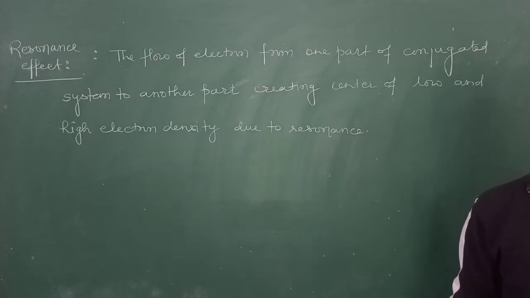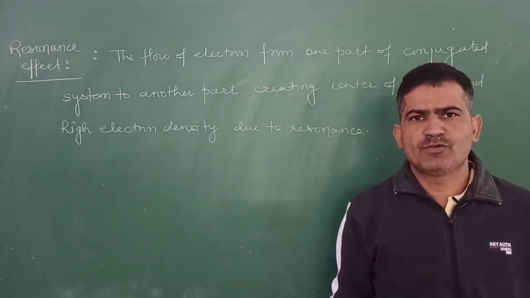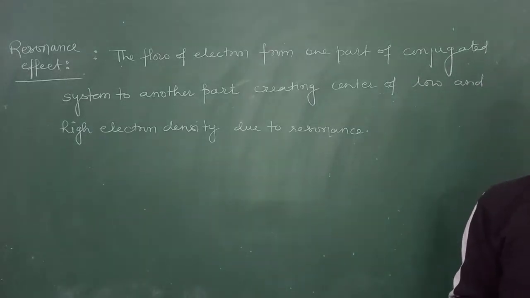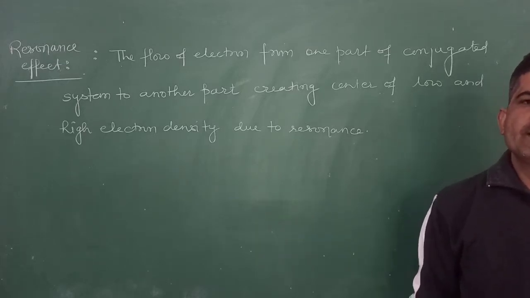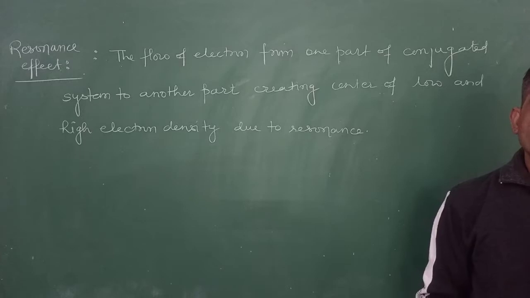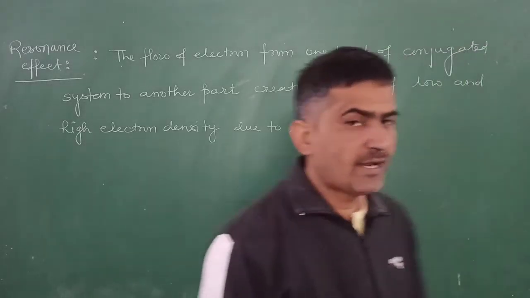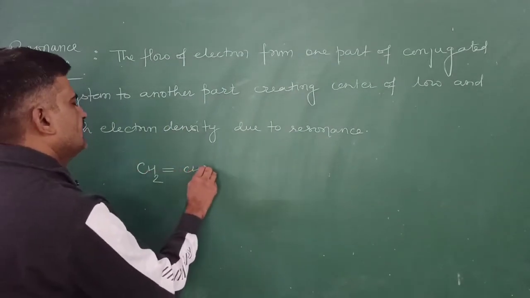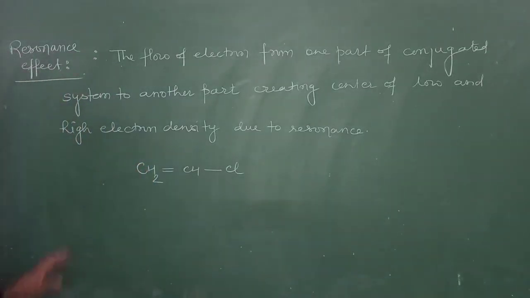And this resonance effect is created due to the presence of an electron donating or electron withdrawing group in the conjugated system. What is the conjugated system? The system which contains alternate double bonds and single bonds is called the conjugated system. Just like we take the example of vinyl chloride. This is vinyl chloride.